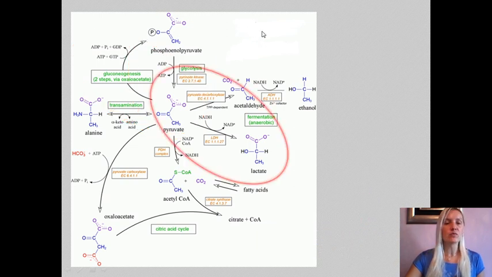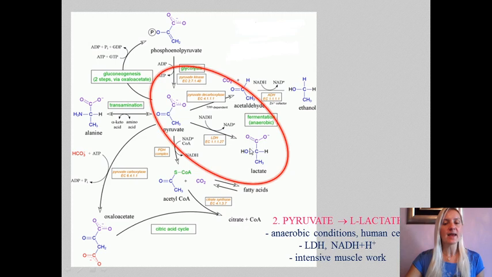Okay, so let's move on. Which one is the next? This is also something that we know very well. Conversion of pyruvate to L-lactate in anaerobic conditions in human cells by the enzyme lactate dehydrogenase, the reaction in which NADH is oxidized to NAD+, and this is the reaction which occurs during intensive muscle work or muscle exercise. We have discussed this reaction previously.